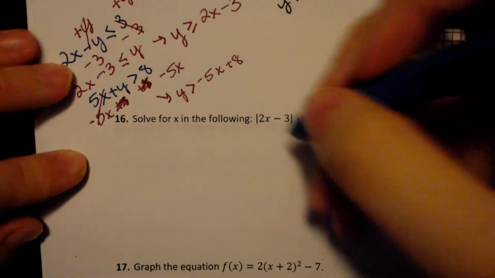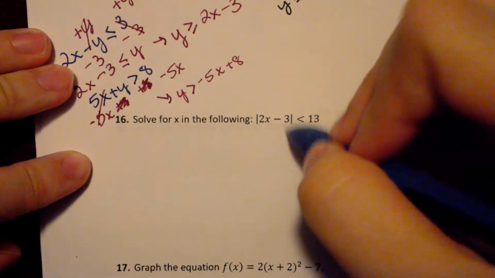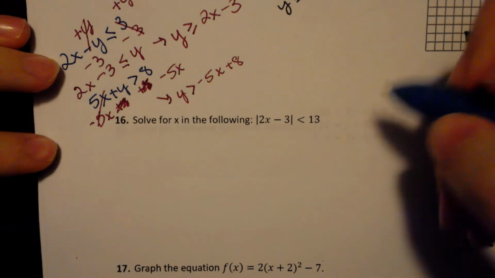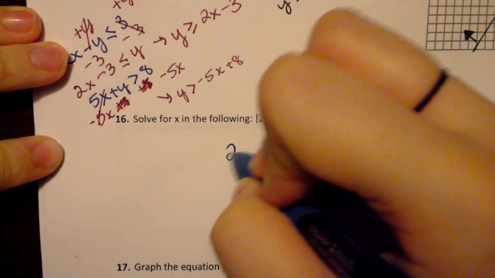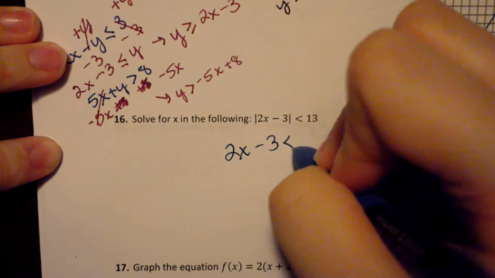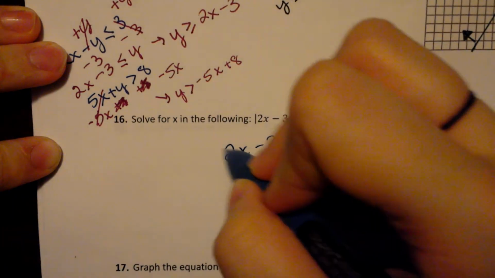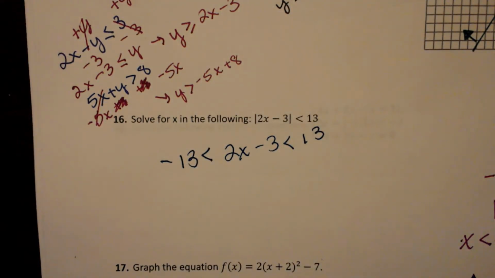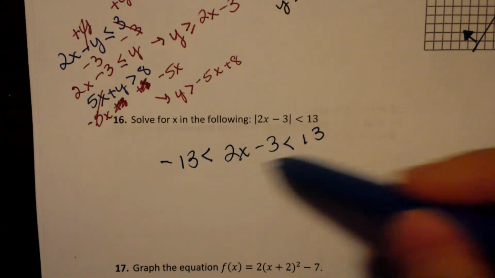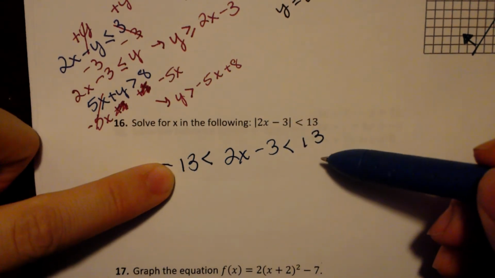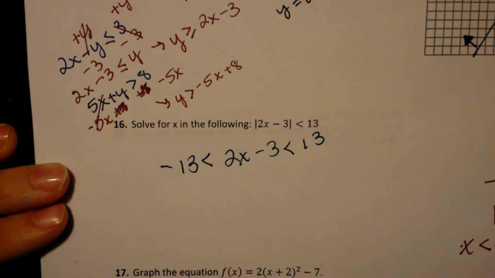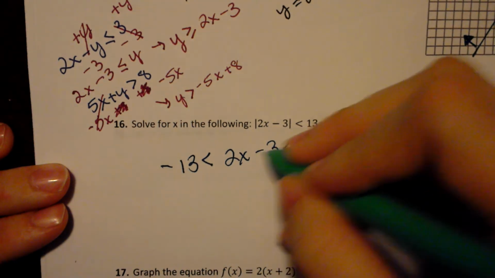So over here, absolute value. So I'm going to say, when I take the absolute value bars off, now I'm considering the positive and the negative. So the inside 2x minus 3 is less than 13, but it's also greater than negative 13. So that inside is stuck in between the negative and the positive of that number, 13. So I'm going to solve it like I would a regular linear equation. I'm going to add 3.